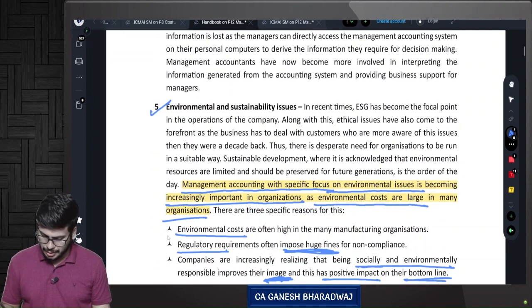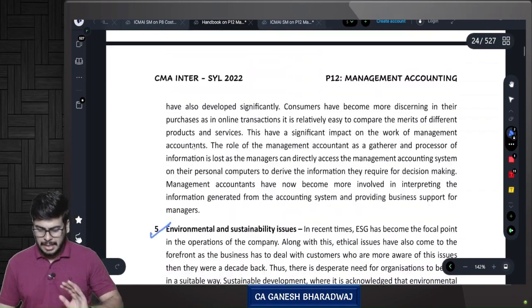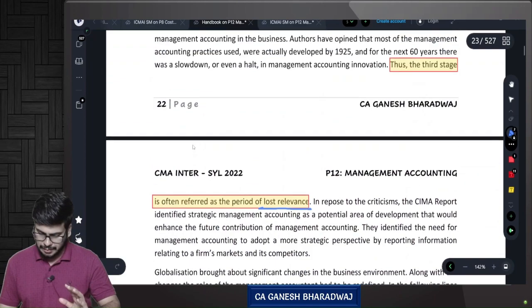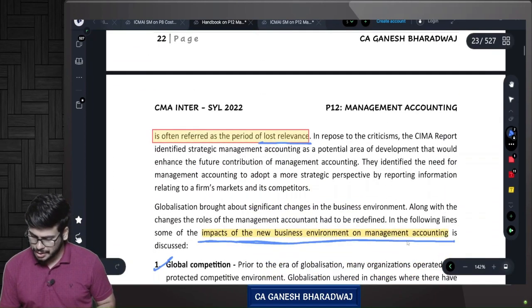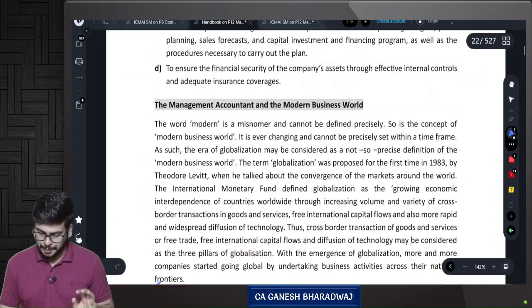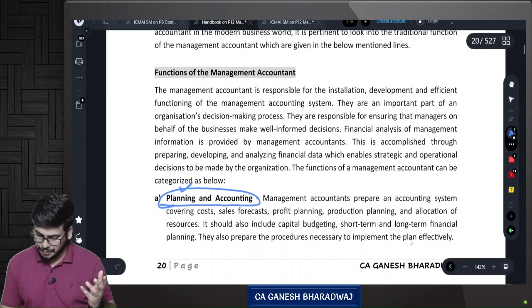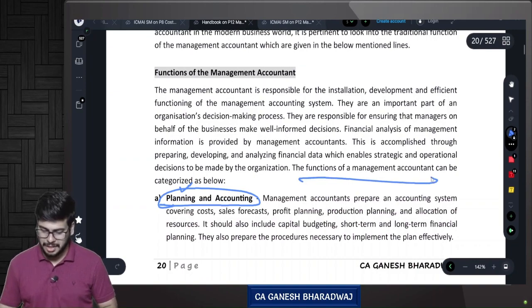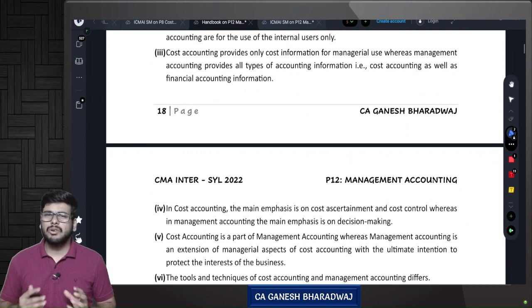If you see all these things that we have mentioned here theoretically, what is the impact of the new business environment on management accounting? And if you see here, the management accountant, the roles of management, the functions of a management accountant, and the differences, all these things are mentioned here. We saw this. So you just go through it once. You need not mug up anything. Go through it once. That will be sufficient.